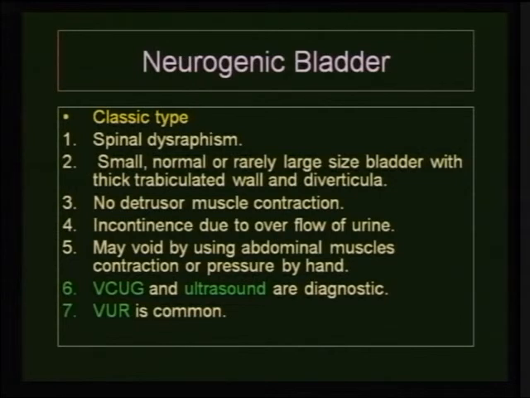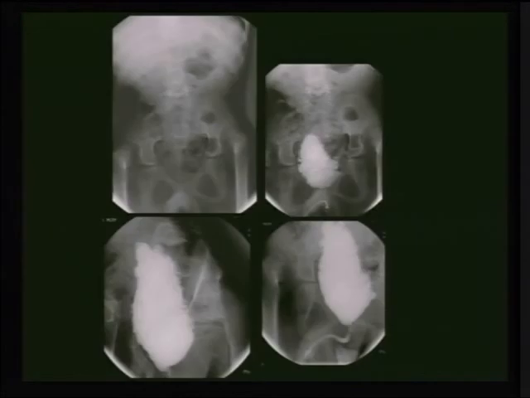Some of them are using their abdominal muscle, and they can empty the bladder completely. Some of them are using their hands to empty the bladder. VCUG and ultrasound are diagnostic and can be associated with vesicoureteral reflux.